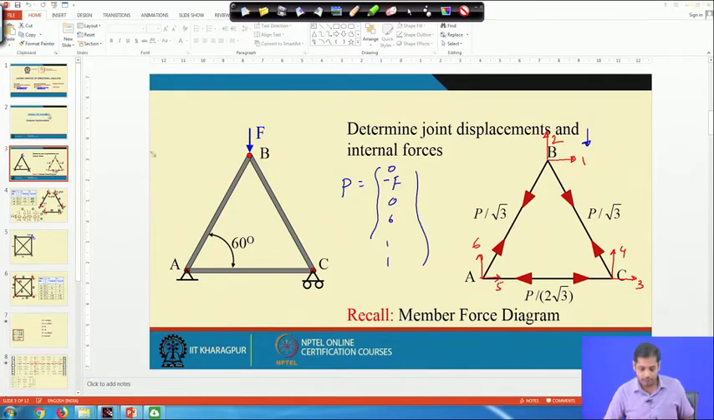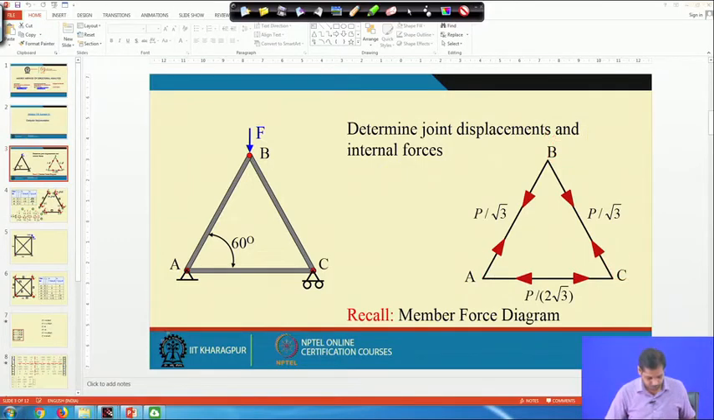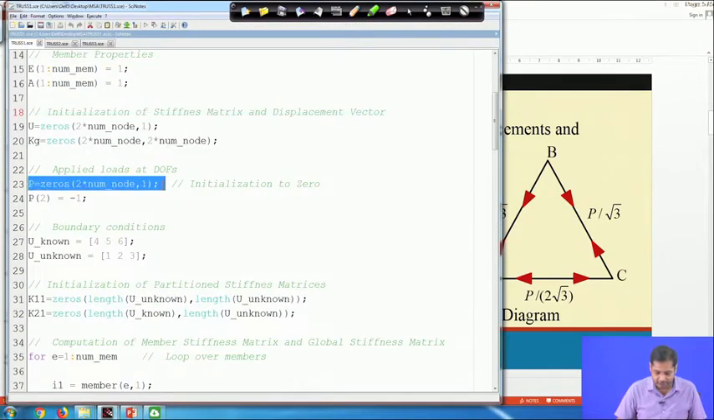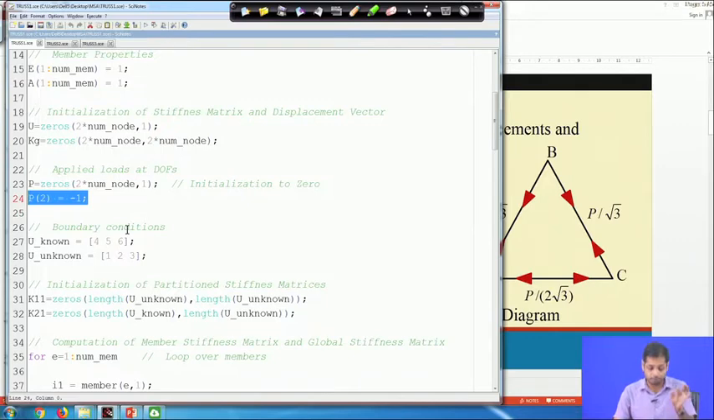Similarly, we have now P is equal to 0, which is the initialization of the entire load vector, and in that load vector, P2 is equal to minus 1. The force corresponding to the second degrees of freedom is minus 1. You can change the value if you want.